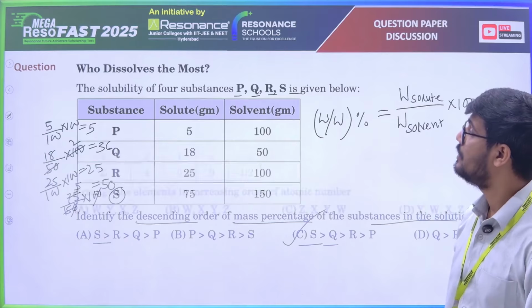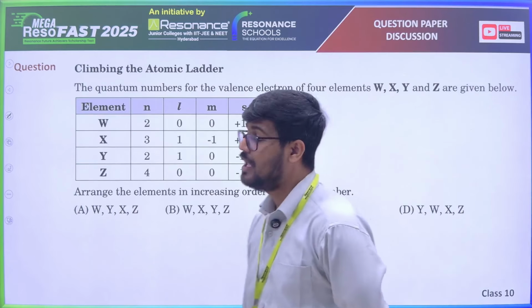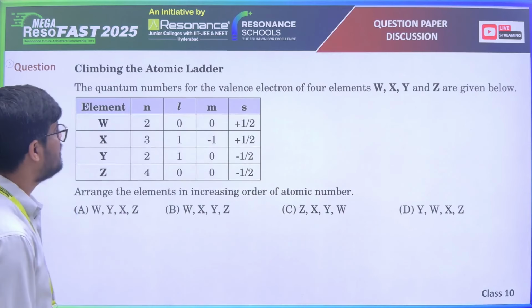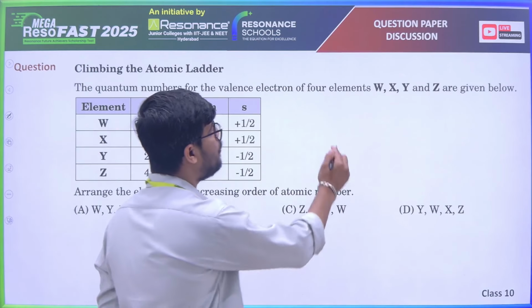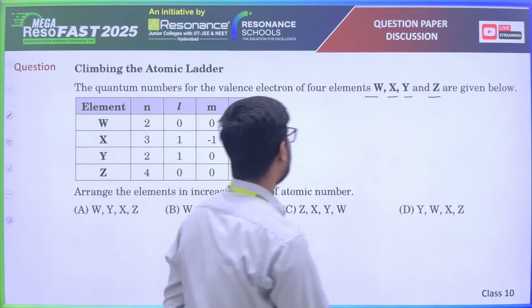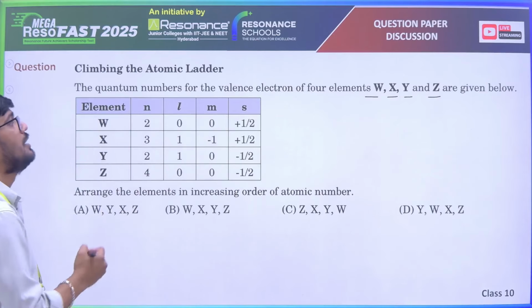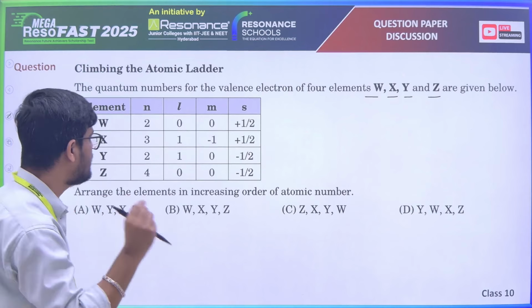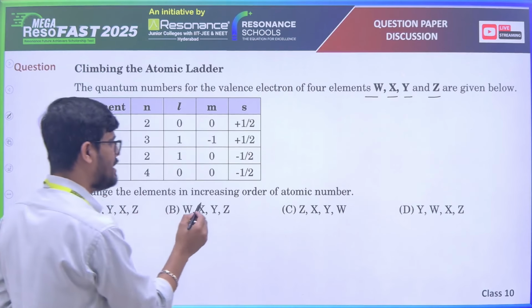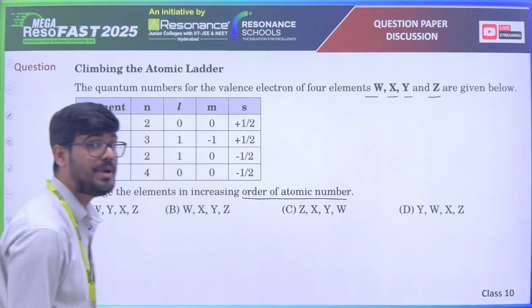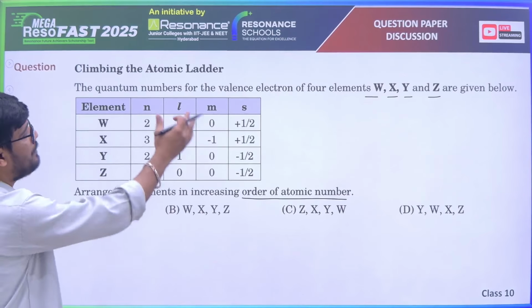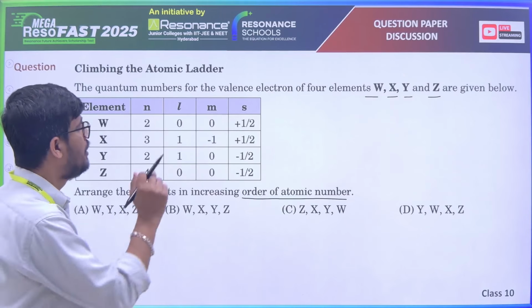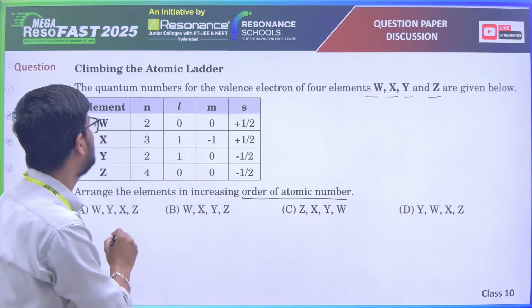Next, this question. The quantum numbers for the valence electrons of 4 elements W, X, Y, Z are given below. So these are the configuration, quantum numbers of the last valence electrons. Arrange the elements in increasing order of atomic number. So from this, how will we get atomic number? Okay, let's see. First, W element.